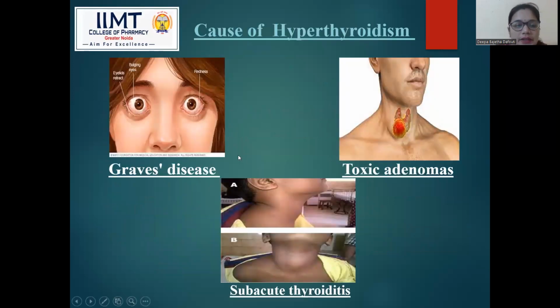You can see here with the help of the diagram, this is Graves' disease, eyelids, bulging eyes, redness, and toxic adenomas, subacute thyroiditis.